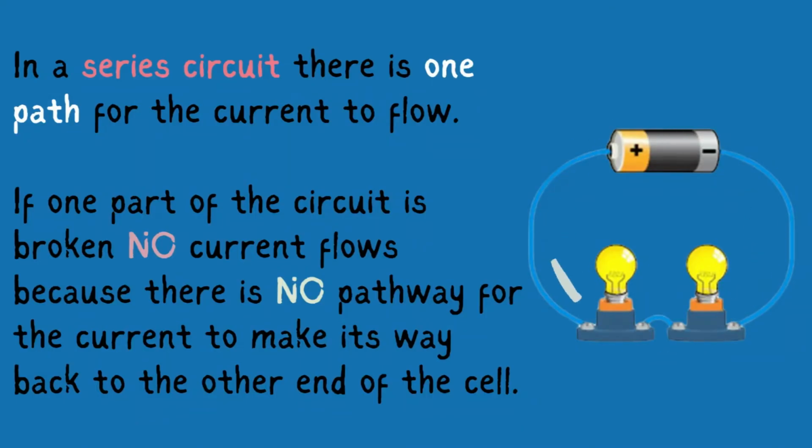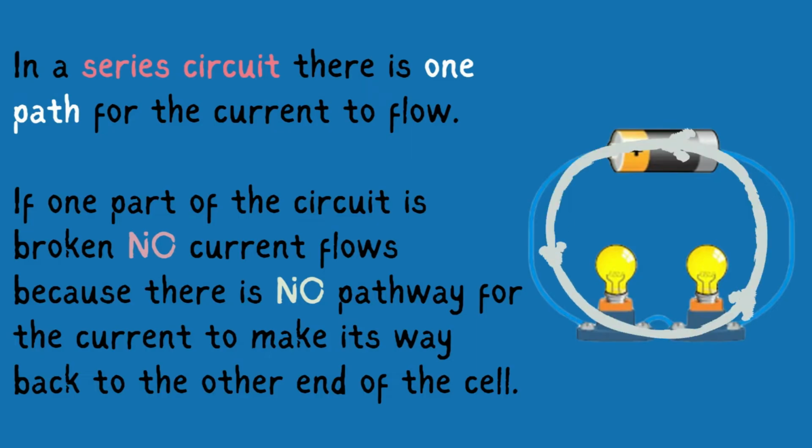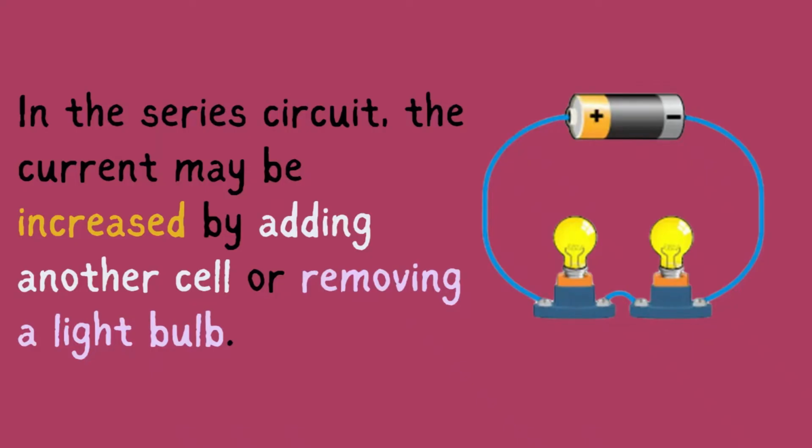In a series circuit, there is only one path for the current to flow. If one part of the circuit is broken, no current flows because there is no pathway for the current to make its way back to the other end of the cell. In the series circuit, the current may be increased by adding another cell or removing a light bulb.